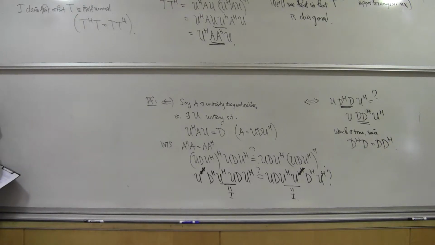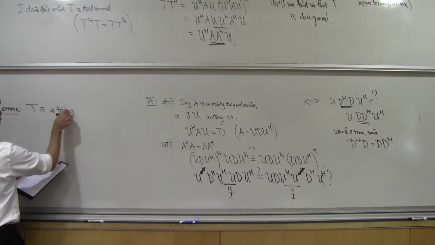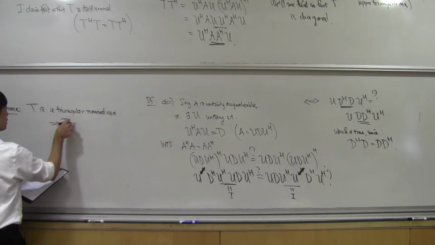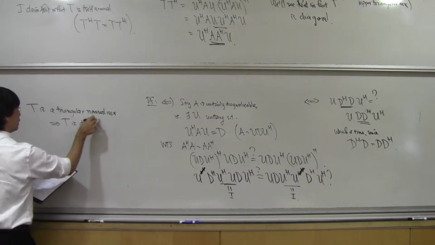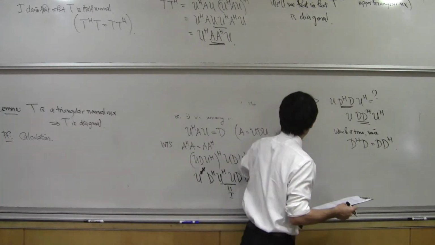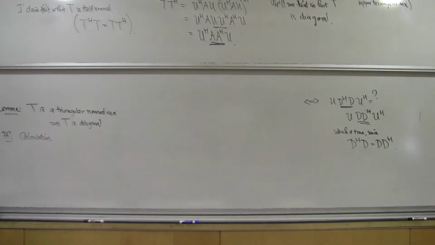Okay, so here's the lemma. If T is a triangular normal matrix, then in fact T is diagonal. The proof of this turns out to be just a calculation. It's not particularly interesting, but we'll do it. Okay, so let's do it.